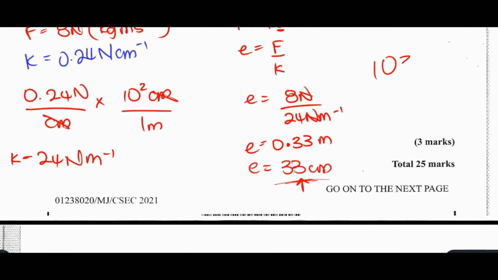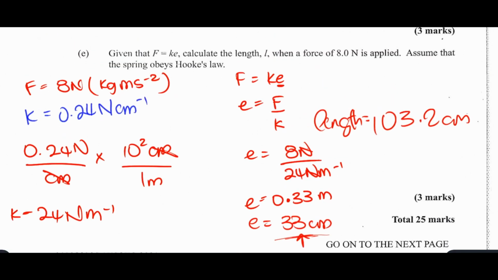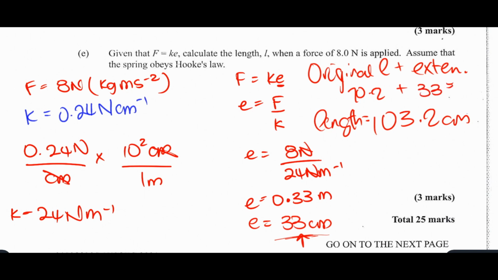So the number checks out. This 103.2 length would equal 103.2 centimeters, which would be the original length plus the extension that we worked out a while ago, which is 70.2 plus 33, which would be equal to 103.2, and that would be the length of the spring when a force of 8 newtons is applied. And then it checks out, assuming that Hooke's law is obeyed.